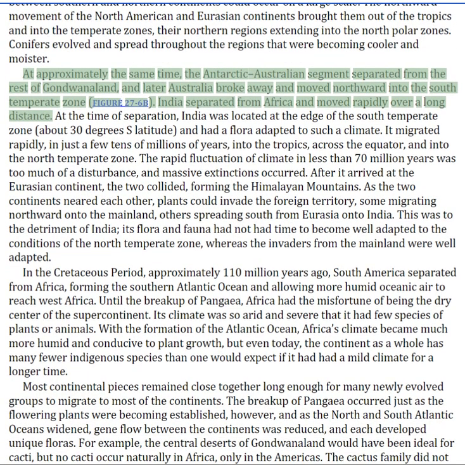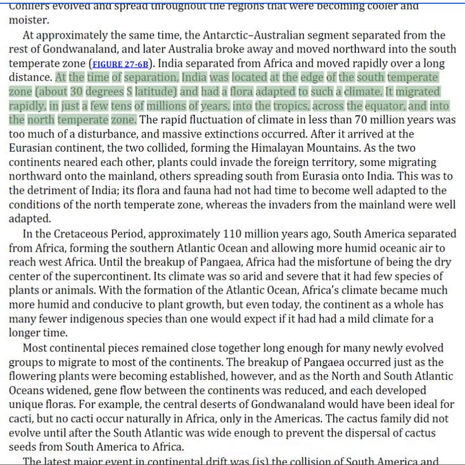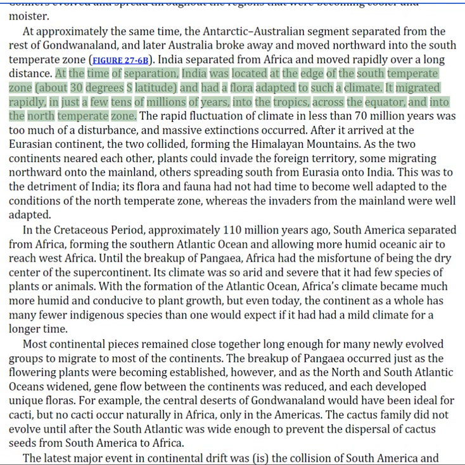At approximately the same time, the Antarctic, Australian segment separated from the rest of Gondwanaland, and later Australia broke away and moved northward into the South Temperate Zone. India separated from Africa and moved rapidly over a long distance. At the time of separation, India was located at the edge of the South Temperate Zone and had a flora adapted to such a climate.